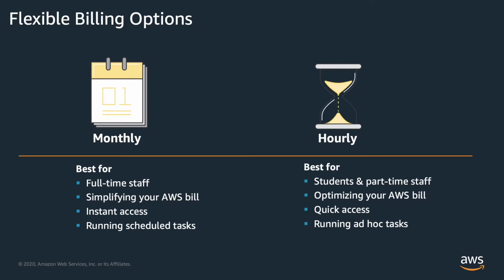WorkSpaces now provides two billing options, monthly and hourly. Monthly is always on, and it allows you to simplify your AWS bills. It is the best choice for full-time staff and provides instant access. Hourly takes a bit longer to start, typically up to 1 to 1.5 minutes. Anyone working less than 82 hours is best suited for an hourly instance. Best use cases for hourly instances are students, part-time staff, or training participants. There is a cost optimizer feature that we provide which gives you insights on which WorkSpaces option is best suited for your organization.